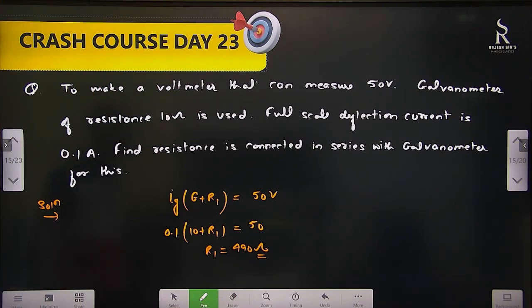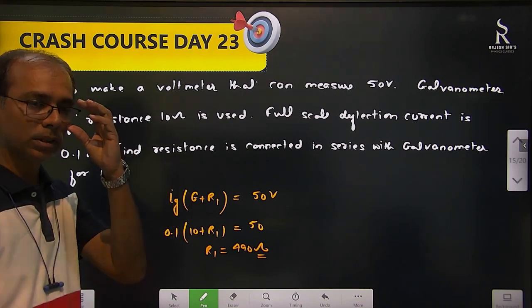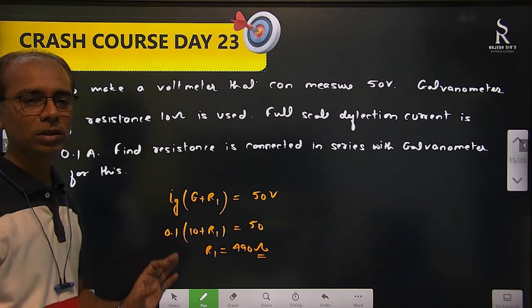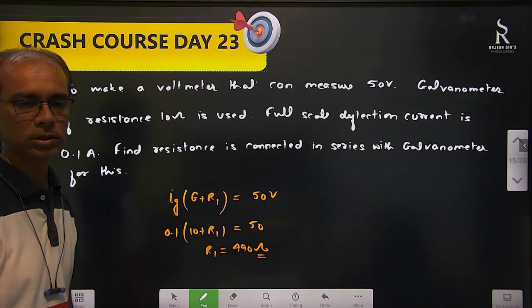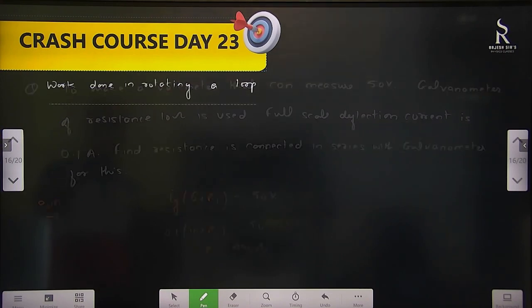These types of questions will be asked from you in voltmeter, ammeter, voltmeter. There will be questions. So, including all this, this chapter will have maximum 3 questions. Okay. Alright. Then what we have?